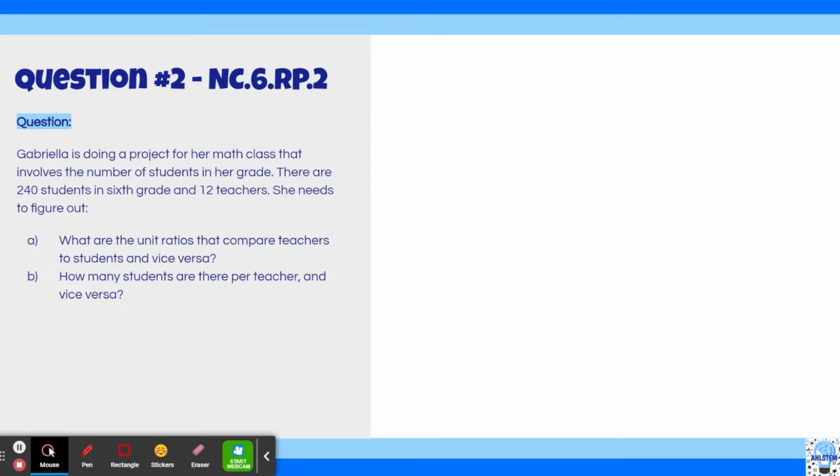All right, let's go to the second question. So Gabriella is doing a project for her math class that involves the number of students in her grade. There are 240 students in 6th grade and 12 teachers. She needs to figure out A, what are the unit ratios that compare the teachers to students and vice versa, and B, how many students are there per teacher and vice versa.